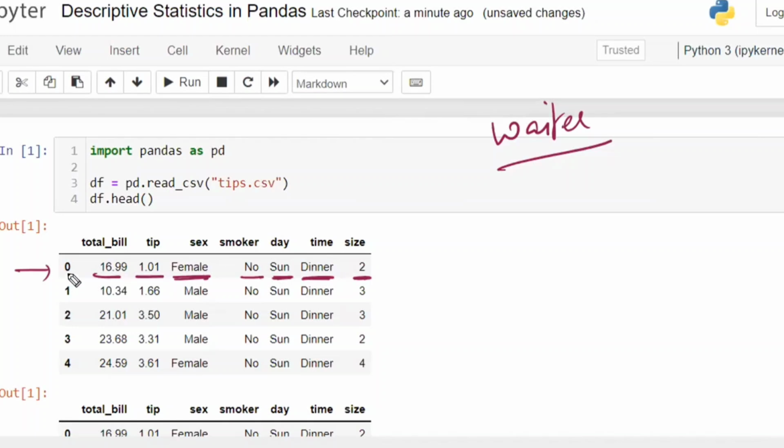For this particular record, 2 people came to the restaurant, out of which the one who paid the bill is a female. Who is the second person? We don't know. Okay, don't ask. Whether that is male or female is secondary. Here 2 persons came, out of which the one who paid the bill is a female, a non-smoker, and they visited on Sunday at dinner time. This is the data they have collected.